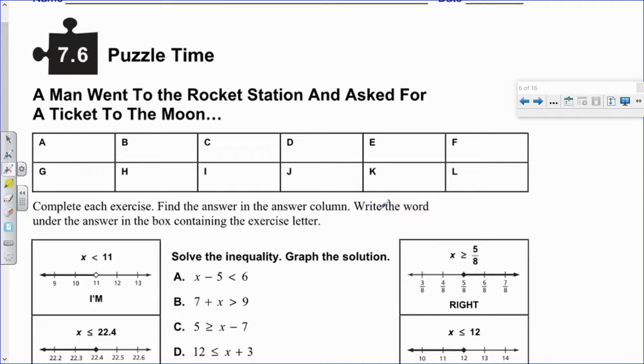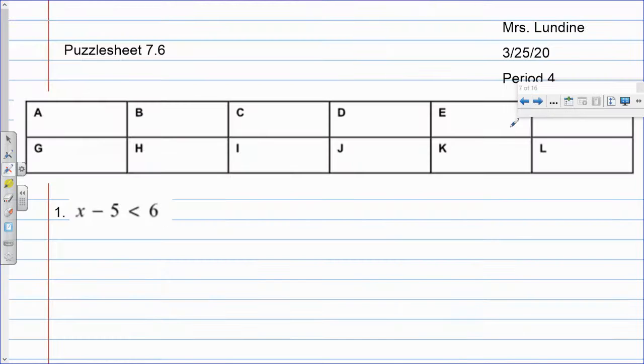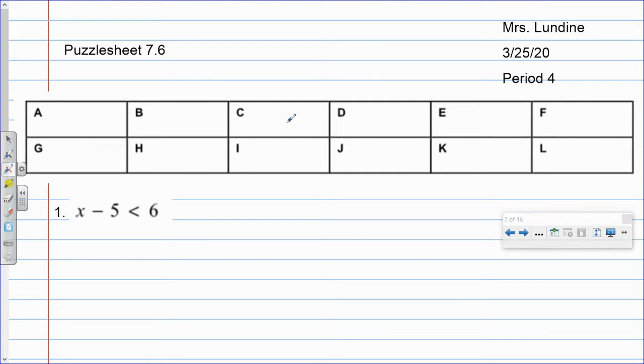So what I want you to do is go get your notebook right now and turn to your homework section, and we're going to set up our paper. In your homework section, label it puzzle sheet 7.6. Go ahead and put your name. Please don't put my name. And put the date and what your period number is. It's probably not period 4. And I want you to set up these boxes. So there's 2, 4, 6, 8, 10, 12 boxes there that each have an alphabet letter in them. A, B, C, all the way up to L for Lundeen.